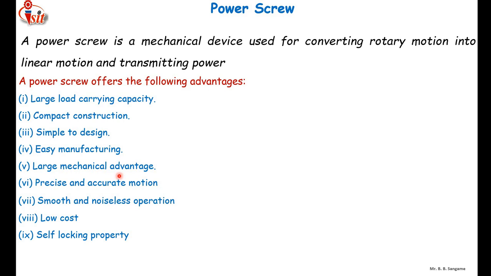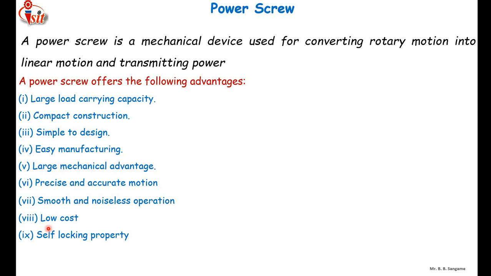We do use the power screws for the transmission of motion also. So it provides the precise and accurate motion. It also provides the smooth and noiseless operation. Also, it is having very low cost because due to the simple design and easy manufacturing, the cost is low.